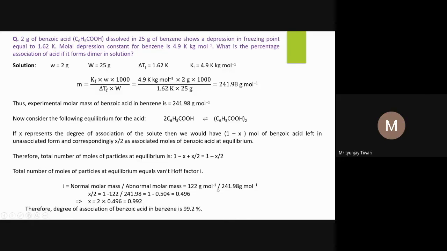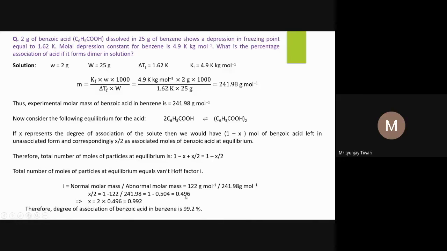It will come 122 gram per mole, divided by the abnormal molar mass that we have obtained here, 241.98. From that we can calculate x by 2, and this x by 2 will be equal to 1 minus i. 1 minus i is 1 minus 122 divided by 241.98, because these two units are the same, so they will cancel out. So the value of x by 2 I get is 1 minus 0.504, so this is 0.496.